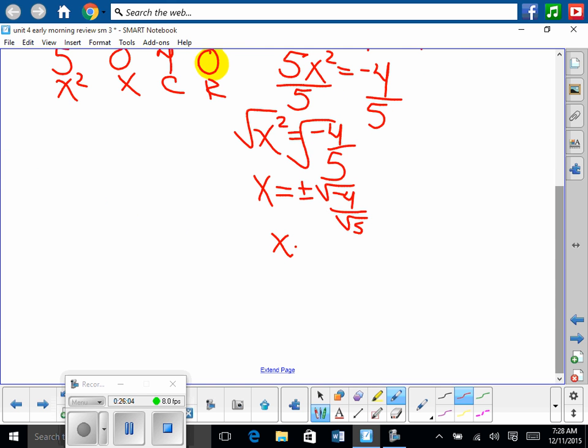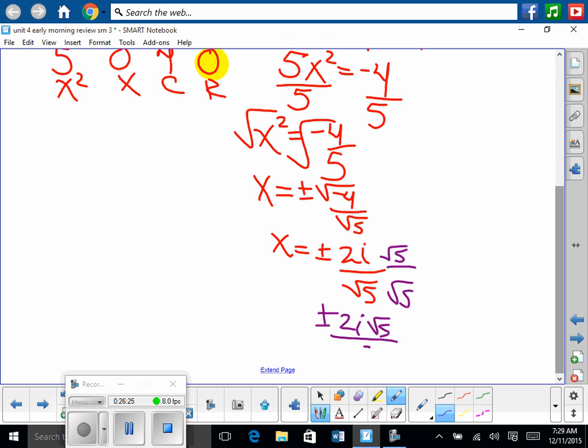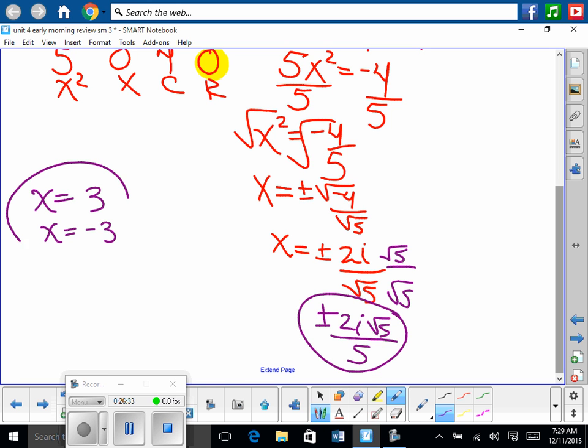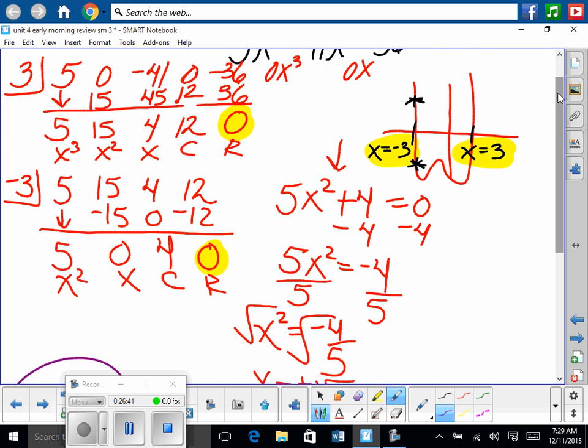So what I have is x is equal to plus or minus the square root of -4 is 2i, right? And then it's over the square root of 5. That's not a simplified answer because you have a radical in the bottom. Rationalize it. And I'm telling you, this looks very much like the one on the test. We have plus or minus 2i square roots of 5 over the square root of 25, which is 5. There's 2 answers. And then we also had x is equal to 3, x is equal to -3. We have 4 answers here, which makes sense due to the fact that it started out to be 4th degree.